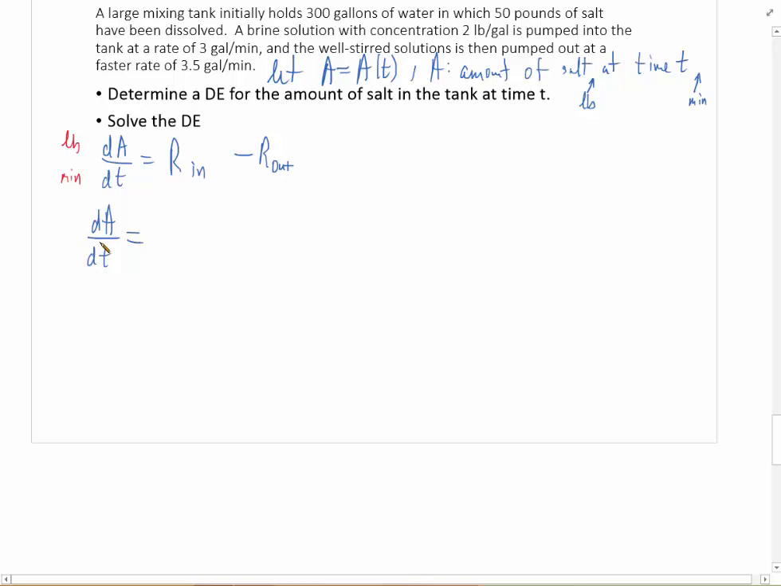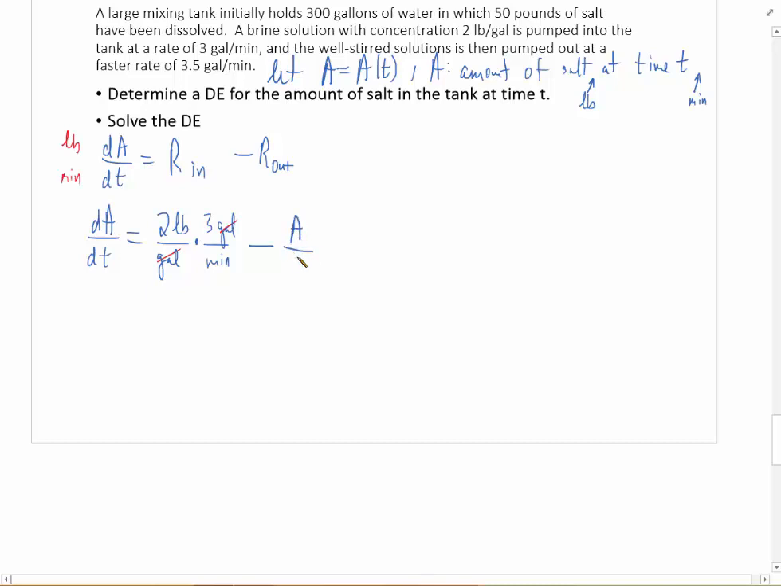Let's see, what's coming in? Well, it's coming in at a rate of 2 pounds per gallon, and into the tank at a rate of 3 gallons per minute. All right, so the gallons reduce out, and so that's nice. Then it's leaving. What's leaving? Well, some amount of salt is leaving. We don't know what the amount of salt is at time t, but we're calling it A.